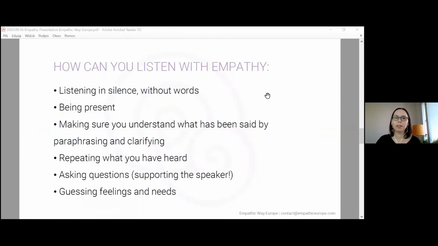Yeah, so how can you listen with empathy? The first thing that you can do is to just listen in silence, without words, and be there and try to follow that person. At the beginning, when I was learning nonviolent communication, it was quite difficult because it's like, how can I just sit and not do anything? How can that person know that I am there? So try it out. It really helps.